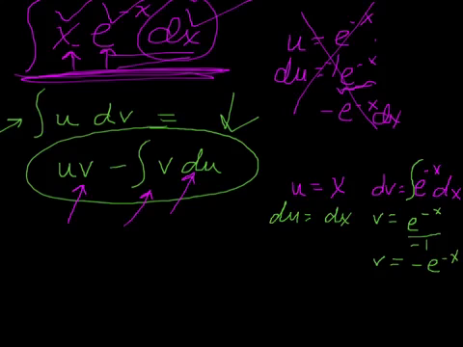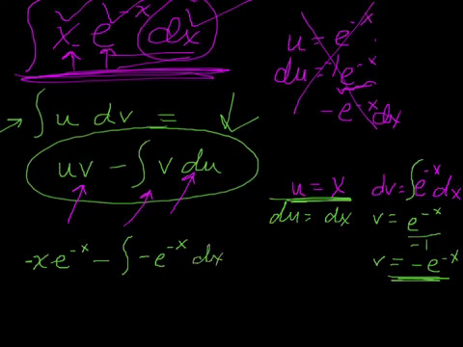Now we're going to apply the formula. The formula says u times v. So here's u, and here's v. Put them together, and I get x times e to the negative x, and I do have that negative in front, so it's just going to go in front of my whole expression. So I have negative x e to the negative x, minus our little integral of v, which is negative e to the negative x, times du. Du is equal to dx. So I have that expression.